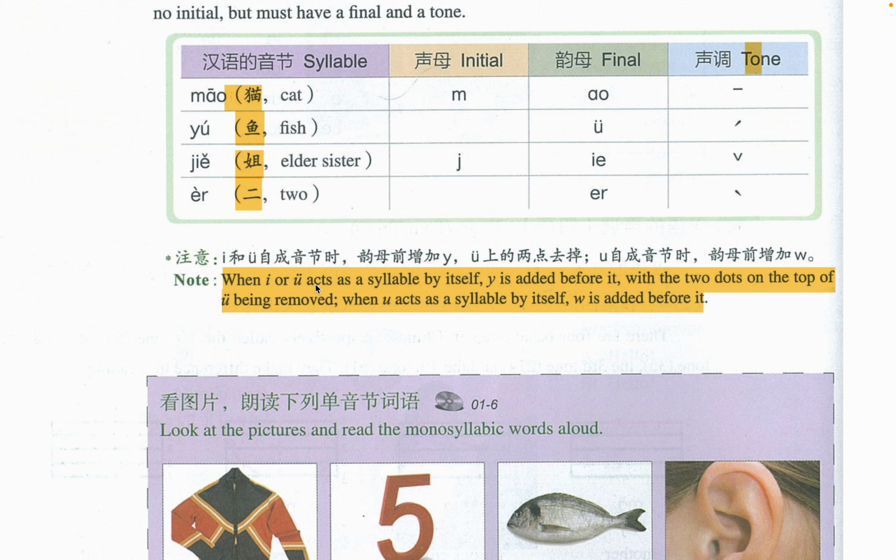Okay, when I or U acts as a syllable by itself, Y is added before it. So if that E sound or U sound is a syllable, you have to add the letter Y before it. Like here, we have the Y acting as a U. You have the U sound here acting as a syllable on its own, but we have to add Y before it. Those are just the rules of the pinyin.